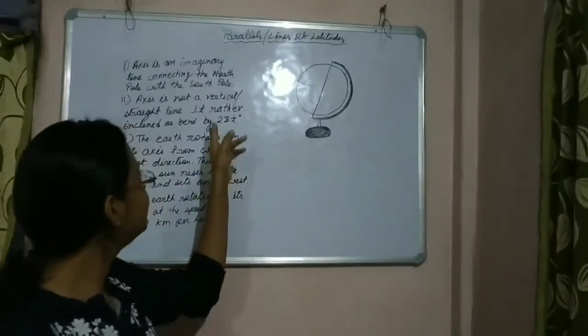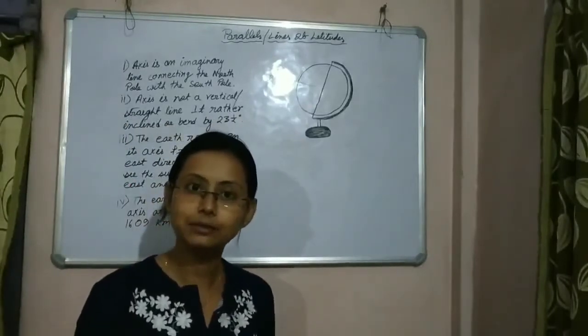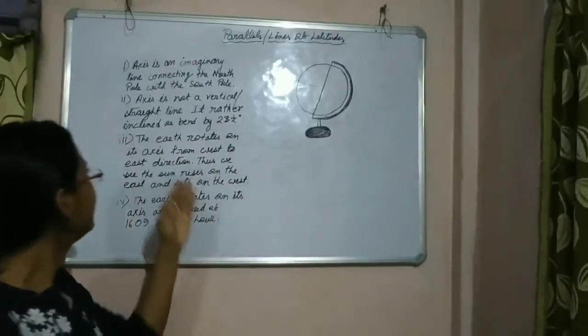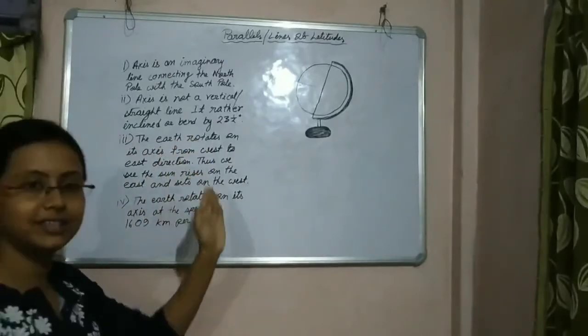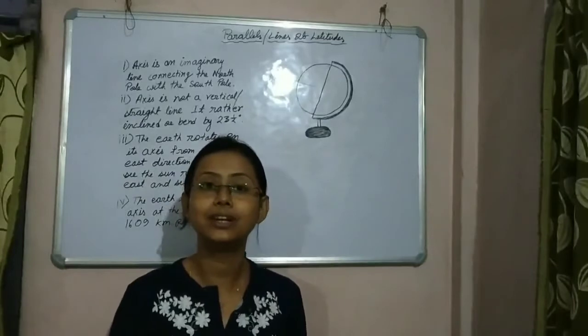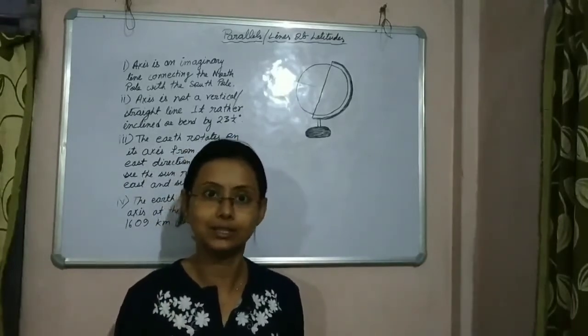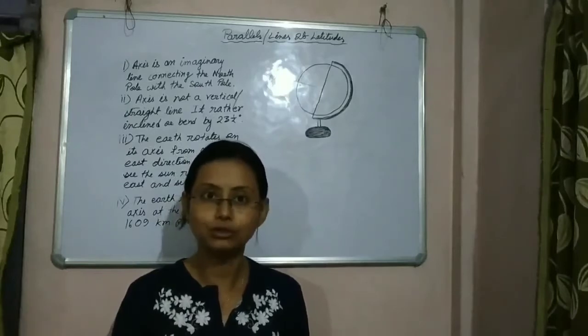How much is it inclined? The axis is inclined by 23.5 degrees. The Earth rotates on its axis from west to east, and that is why we see every day the sun rising in the east and setting in the west. Actually, the sun does not rise or set.